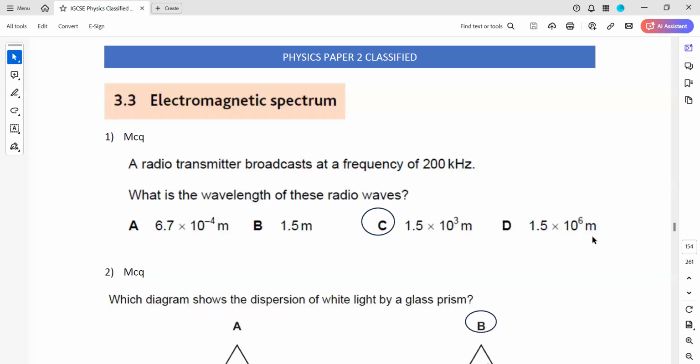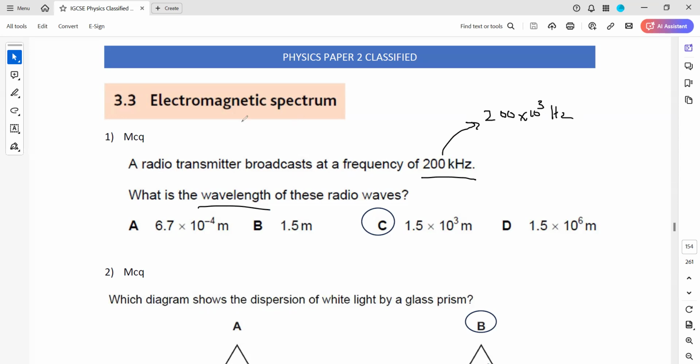So topic 3.3, which is about the electromagnetic spectrum. A radio transmitter broadcasts at a frequency of 200 kilohertz. So 200 kilohertz, we have to convert into hertz. So it will be 200 times 10 to the power 3, or you can also multiply by 1000 hertz. What is the wavelength? How do we work out the wavelength?